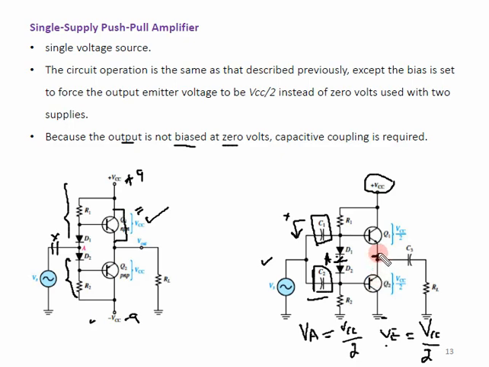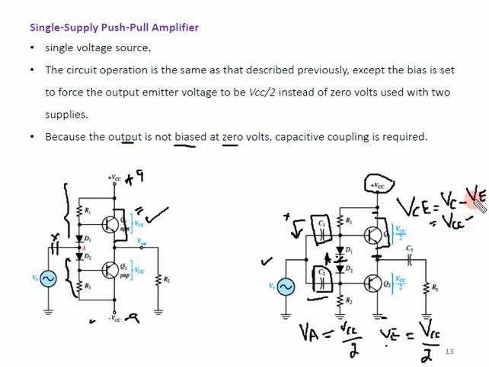So if this point is VCC divided by 2, what should this other point be? This is your VCE. VCE is equal to VC minus VE. Now, what is the value of VC? VC is over here, so this is VCC.